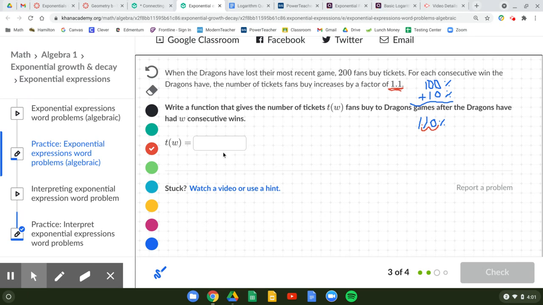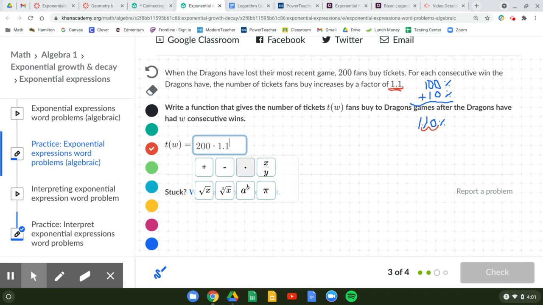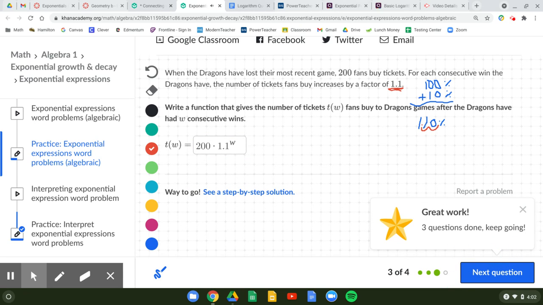So when you set it up, you would have the 200 original fans times 1.1 to the, what is the variable? W, to the W power. That's the general form every time. So spend some time practicing that. You're going to have to be really good at that. This is the core idea for this chapter. If you can do this, you'll pass your test, even if you can't do anything else with it. So make sure you spend some time working on that before you move on to the logarithm section of this chapter.